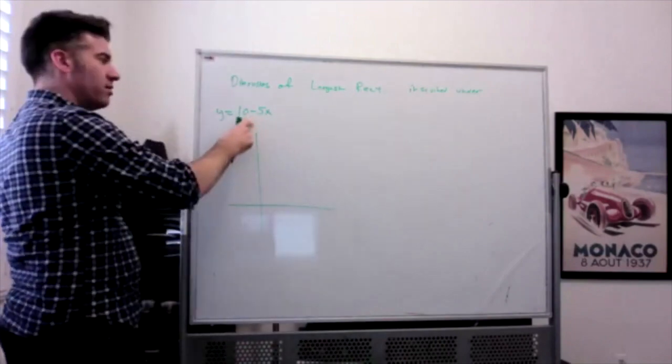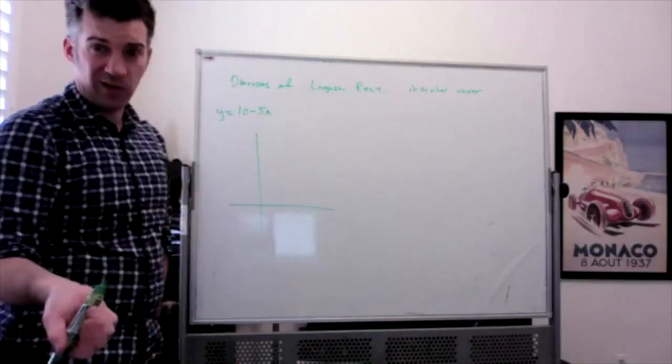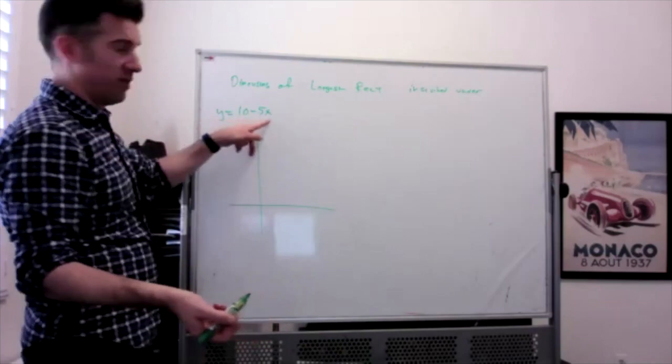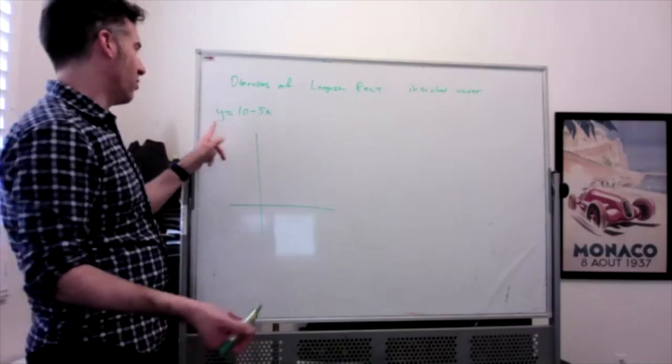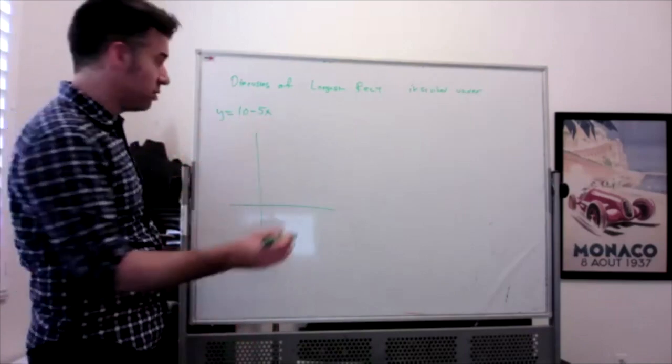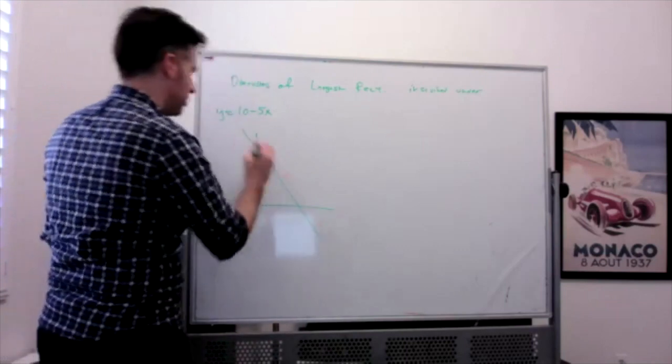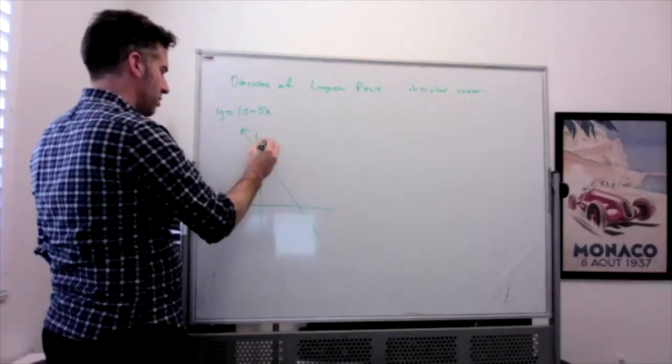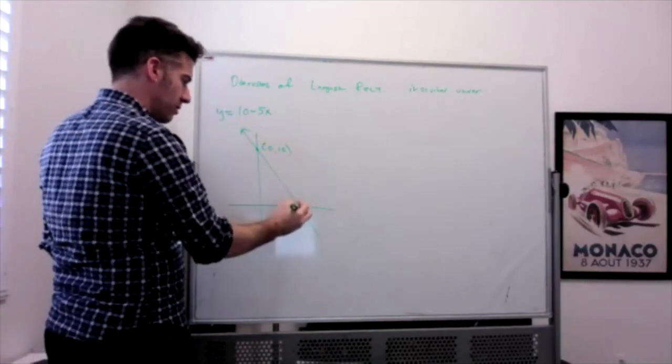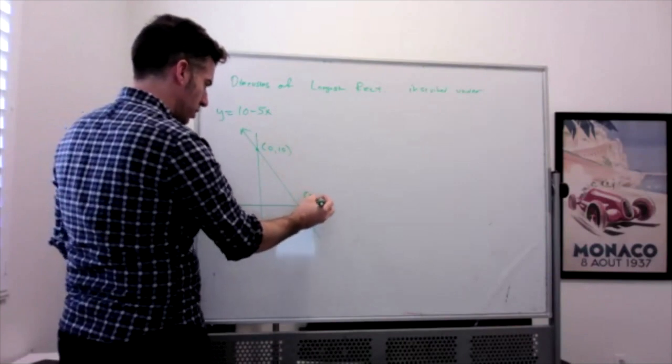We've got this line, which we should be able to graph pretty easily. The y-intercept is 10. If you let x equals 0, y is 10. If you let y equals 0, x is 2. So my line looks like that. That point is 0, 10. That point is 2, 0.